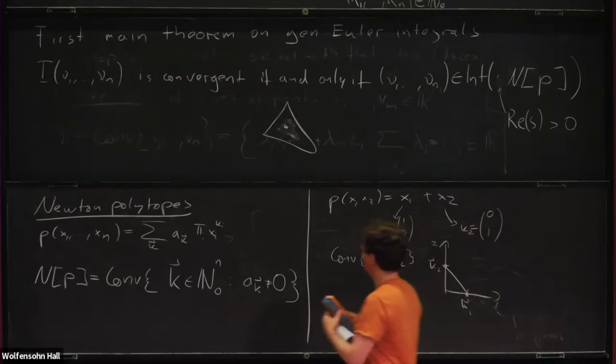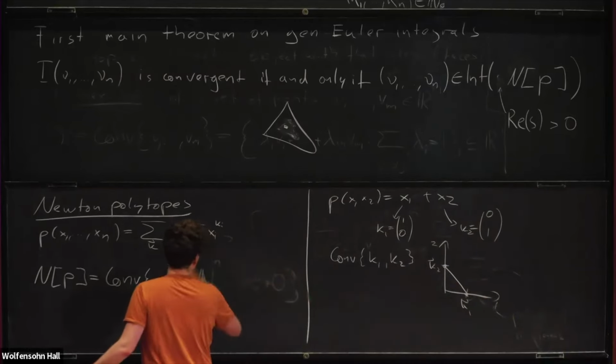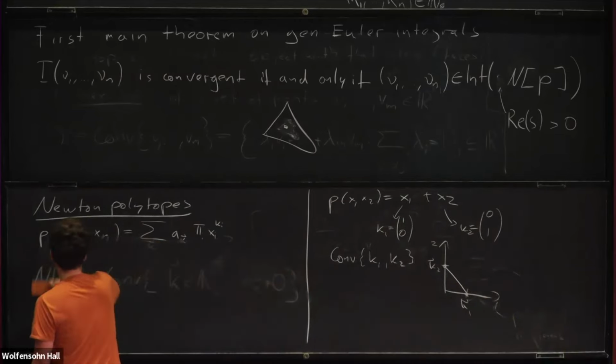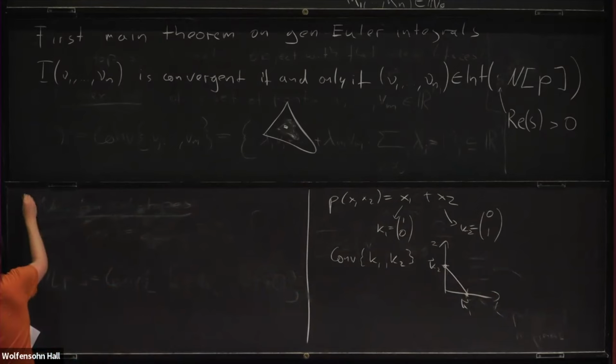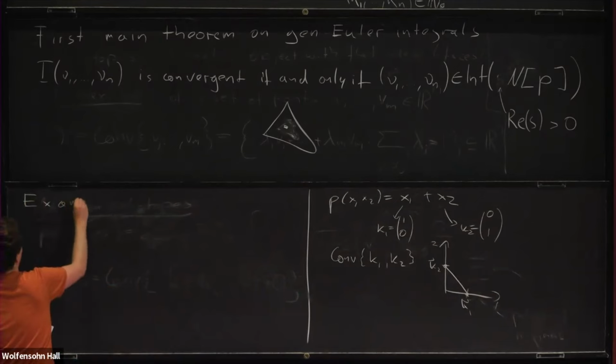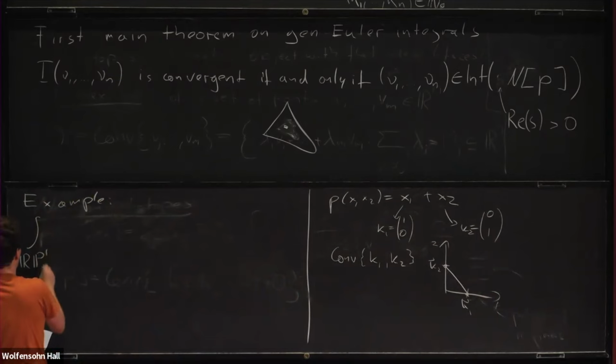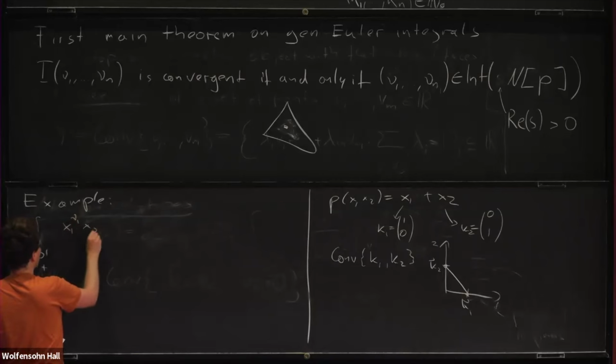So here we already computed a Newton polytope. This is kind of a trivial example, but sometimes trivial examples are also kind of useful. So this is again this Euler integral, which corresponds to the bubble Feynman integral.